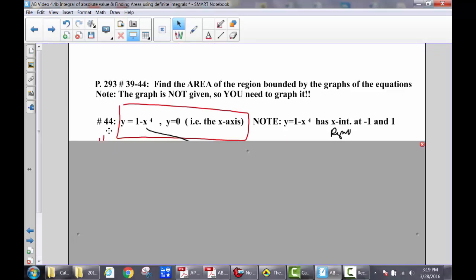You have a very powerful calculator. Numbers 39 through 44, find the area of the region bounded by the graphs of the equations. This time the graph is not given. You need to graph it, okay, and that's going to happen.